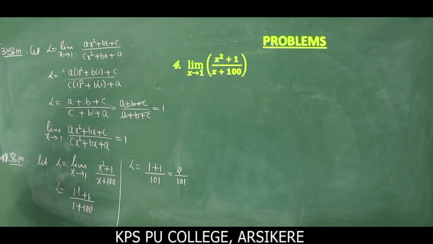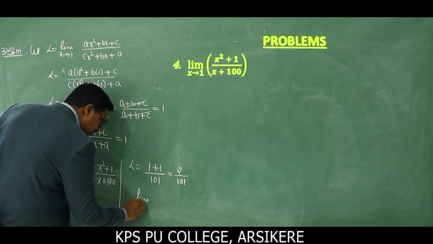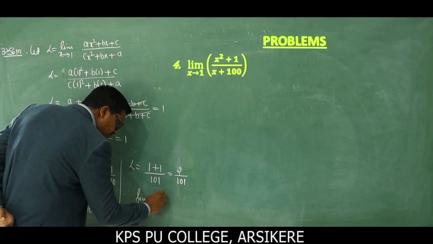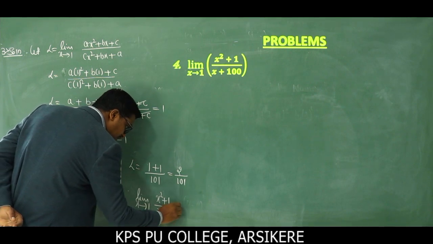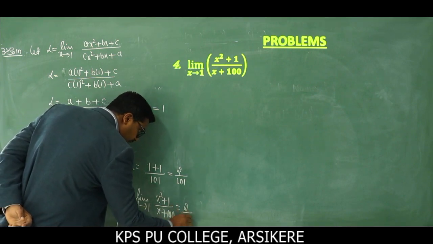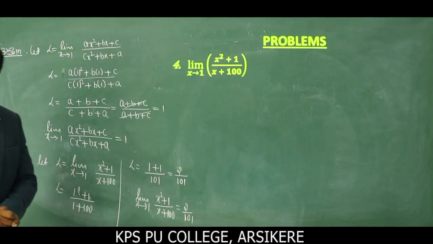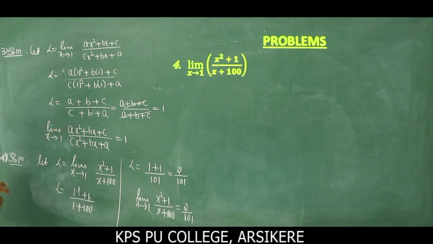So what will happen finally? 2 divided by 101. Therefore, the limit as x approaches 1 of (x squared plus 1) divided by (x plus 100) is equal to 2 divided by 101. So this is our required limit. Take a pause and note down all the things I have written here.